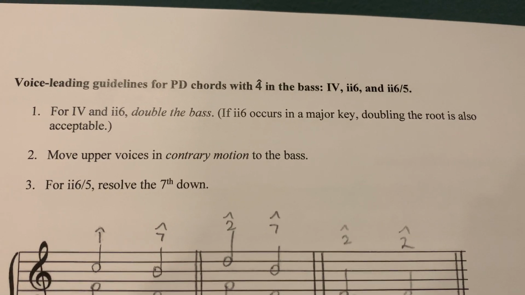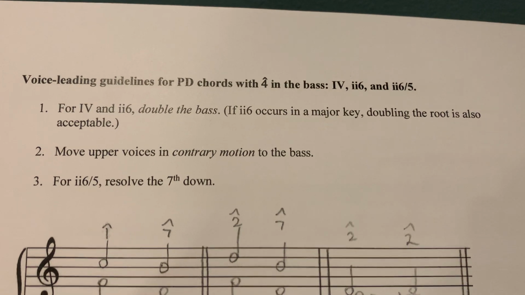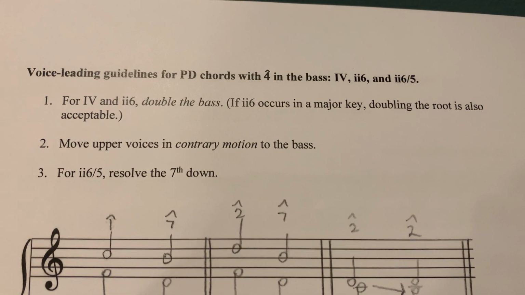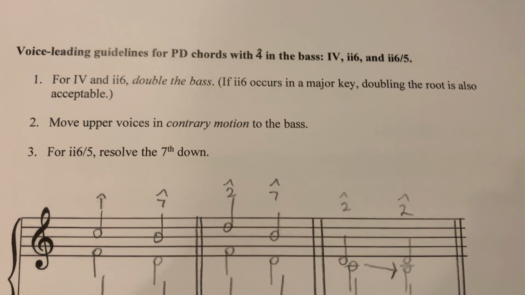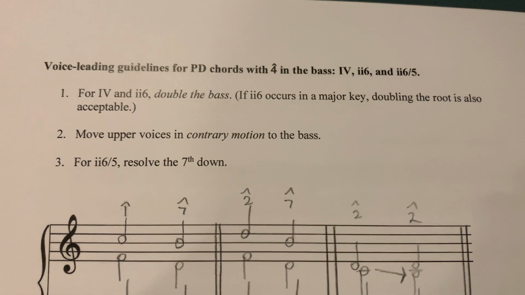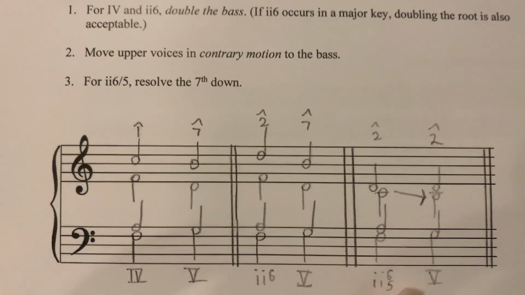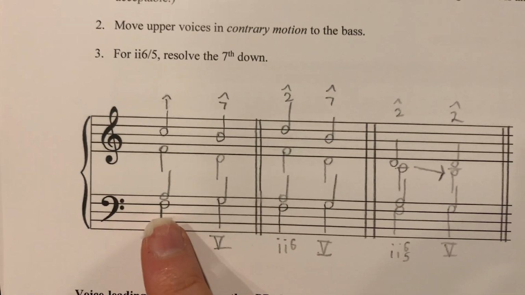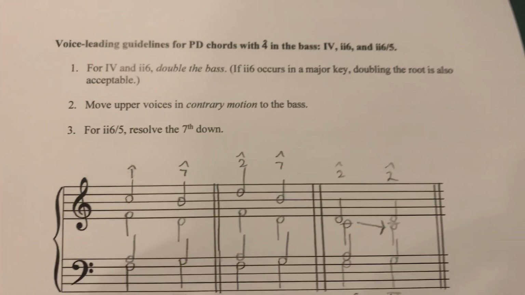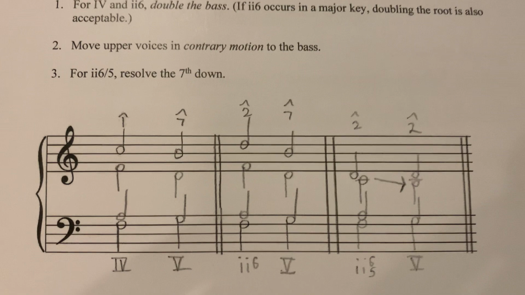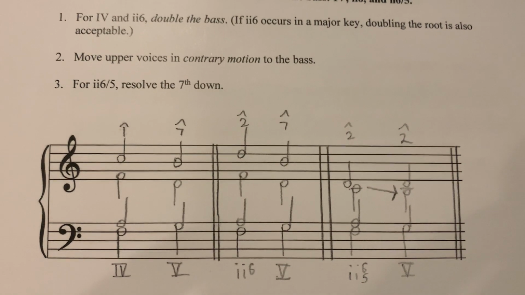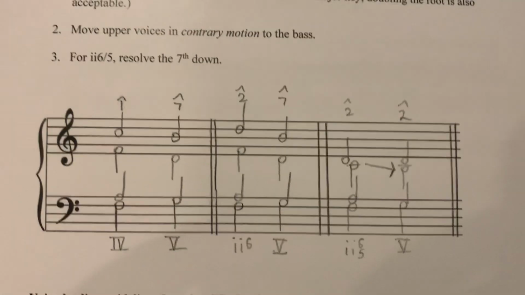Now, if 2/6 occurs in a major key, it's also acceptable to double the root. I'd recommend still doubling the bass though. In other words, you're really focusing on this scale degree 4 in the bass. So this is going to be your characteristic predominant to dominant where you have fa to sol happening in the bass. So then what you do is move the upper voices in contrary motion to the bass.